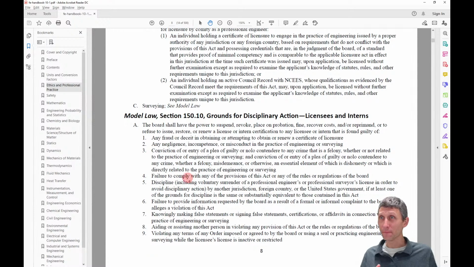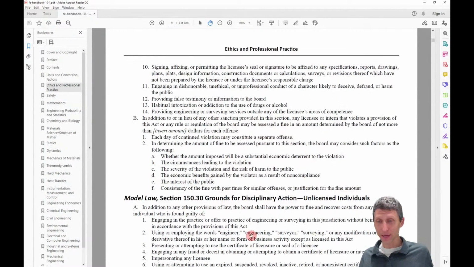If you have a felony, that is an issue, and you have to report it and deal with it. Then alcoholism, and failure to comply with any of the provisions of the Act. Discipline: if there's another discipline somewhere else, and failure to provide information. Then we keep going down here: knowingly false statements, aiding or assisting another person, violating any terms of an order. Let's keep going to the next page. Signing, affixing, again if you're not responsible here, and engaging in dishonorable, unethical, or unprofessional conduct, of a character to deceive, defraud, or harm the public.